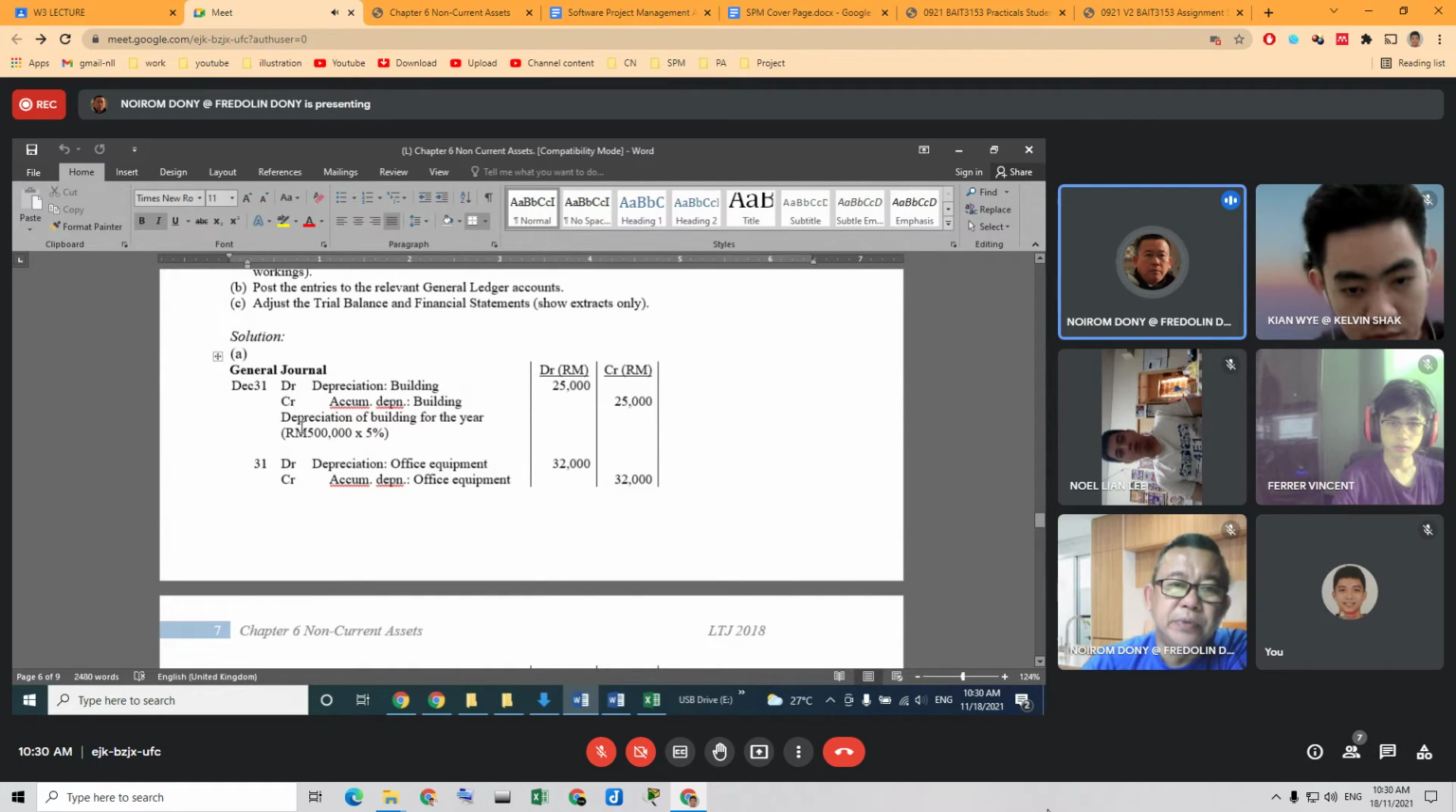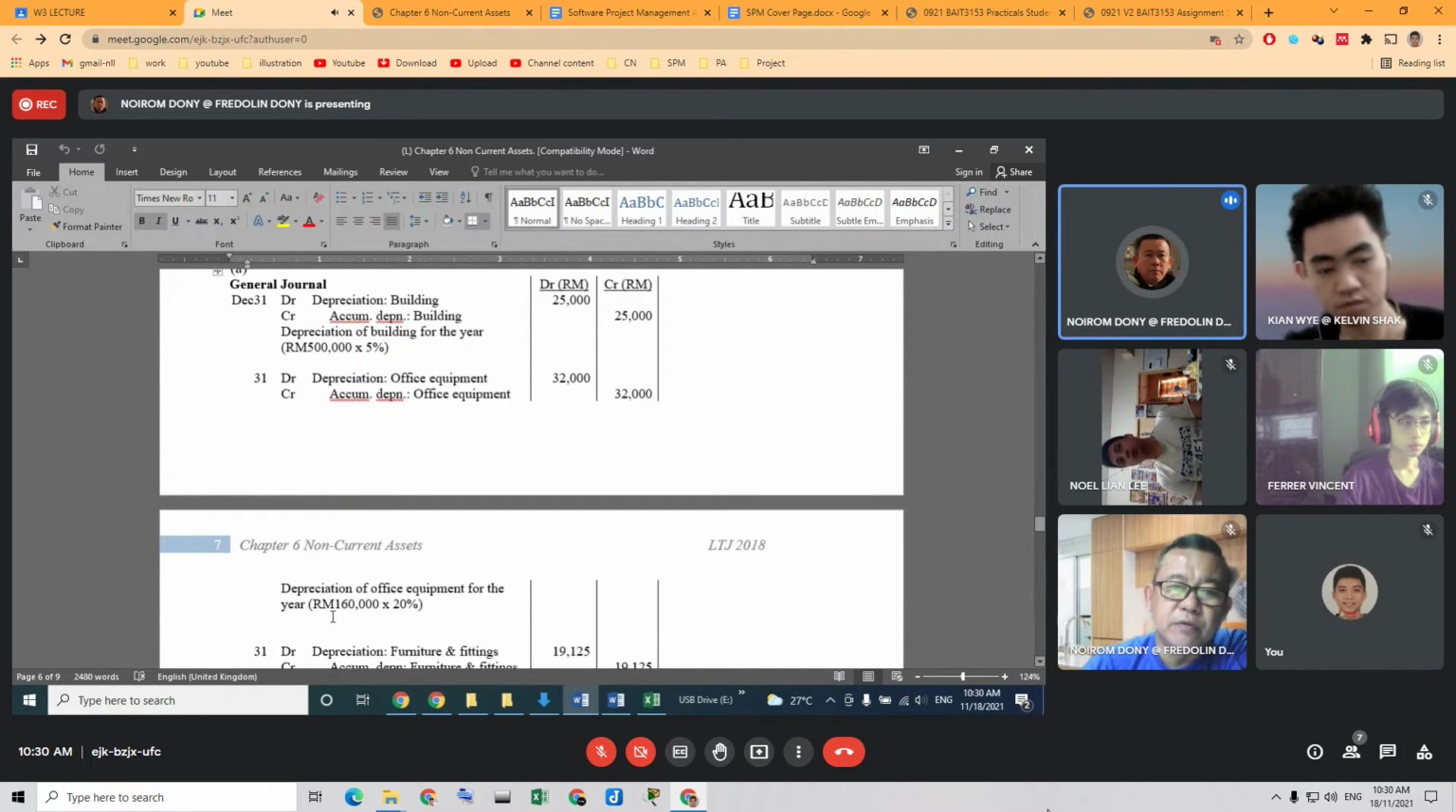So for depreciation, you state the purpose of this general journal: journal entry for depreciation of building for the year. And then the second one, also the same thing: depreciation of office equipment for the year. This is based on straight line also, 20%, isn't it? 20% of 160,000.